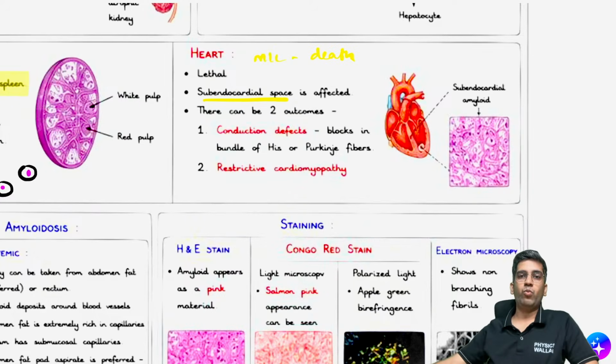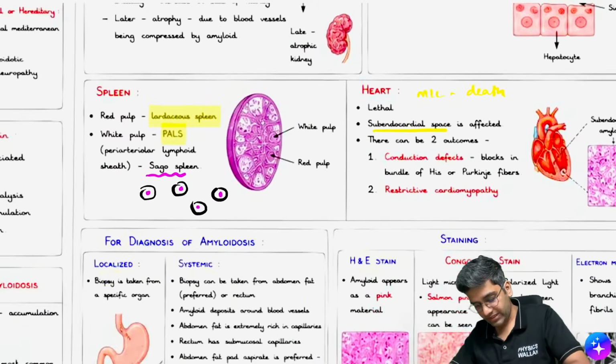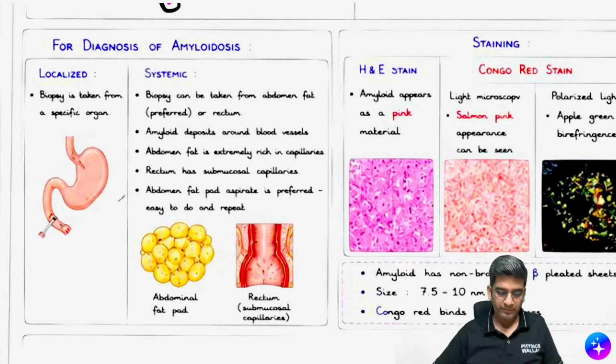Kidney can fail, won't kill the patient. I can do a dialysis or a transplant. Heart transplant is not that easy, right? So it's one of the most common causes of death in amyloidosis. So how do I diagnose them?